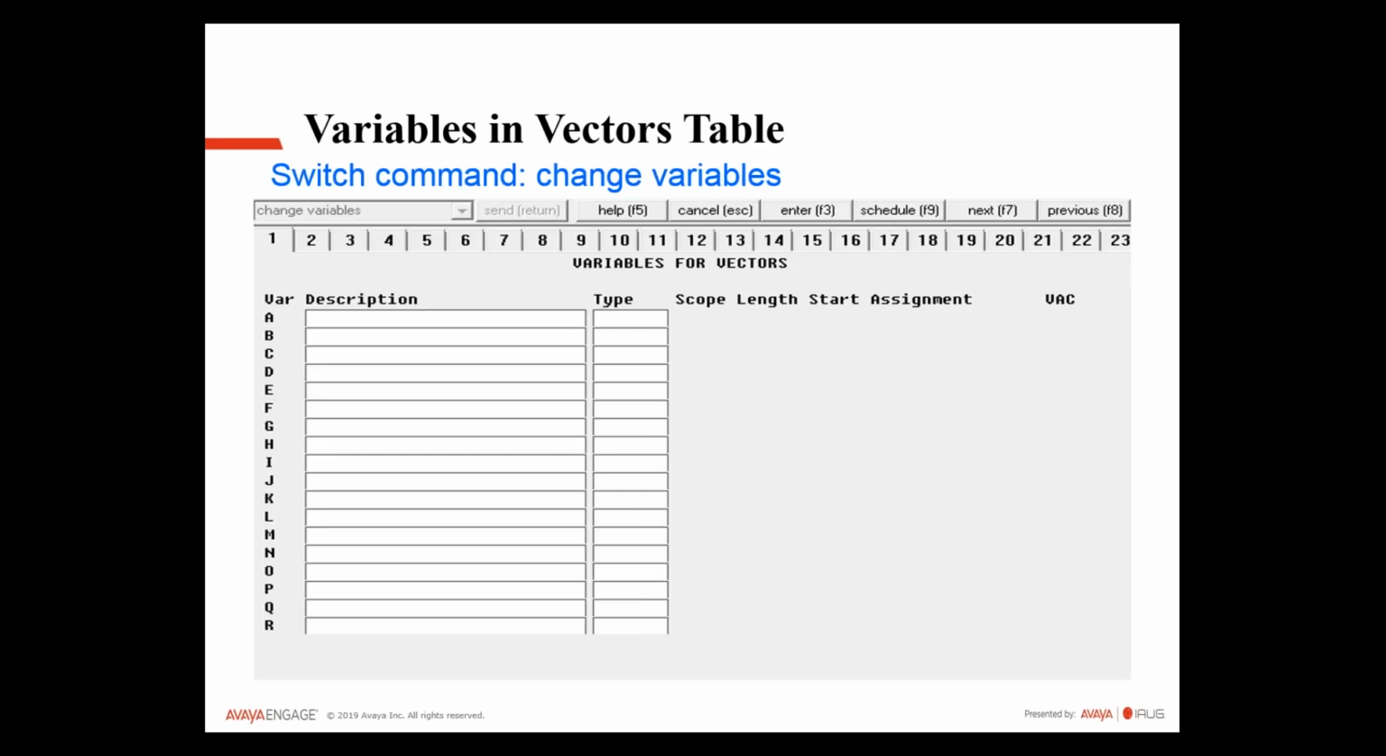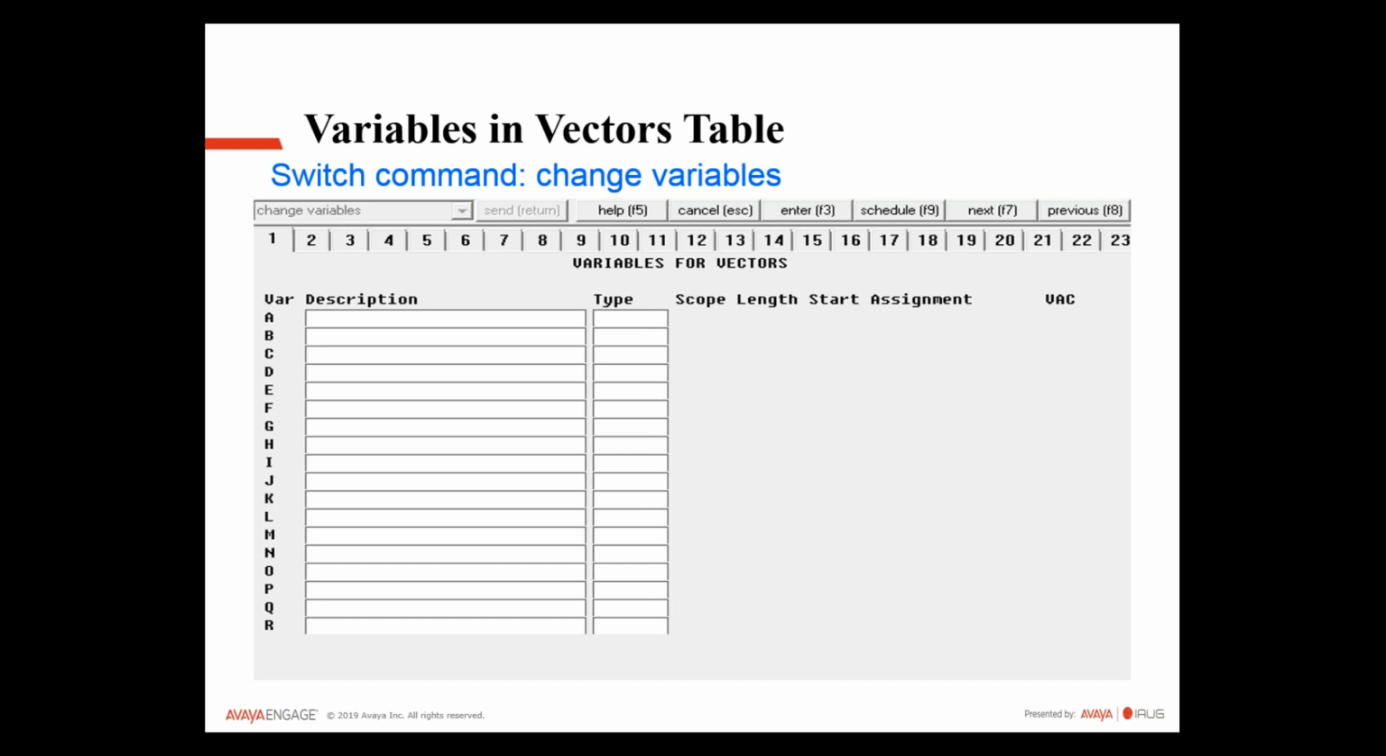This will be where all the magic happens: variables and vectors tables. The switch command here is change variables, pretty simple. And Avaya has given us so many now. We're up to 702 variables that we can use for all the different things. I certainly don't use that many, but I don't have that many different groups to divide up. But once you get rolling with it, you'll see there are a lot of different things that you can variabilize, so to speak.